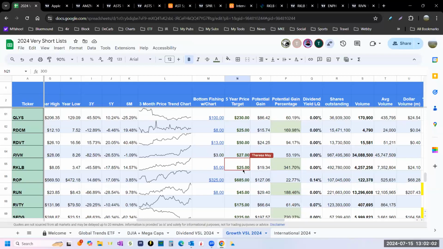And I don't think this is a particularly aggressive 5-year target. I would guess that within a year I'll be adjusting this up.